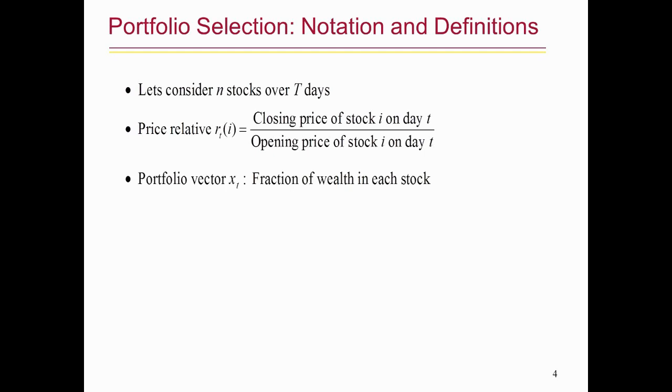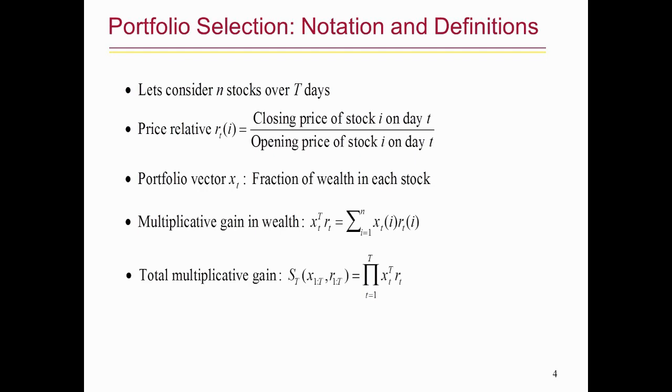What you get to choose is a portfolio vector x_t, which is a fraction of wealth in each stock, and it is easy to show that if your price relative is r_t, then the multiplicative gain in wealth in a given day is simply going to be the inner product between x_t and r_t. You invested more in a certain stock, it had a higher price relative, you're going to gain more multiplicatively. And it's multiplicative because of the definition of price relative. It's the ratio. So what people try to maximize by choosing these x_t's is the total multiplicative gain, or in machine learning terms, we usually like to look at losses. So we would be looking at the minus log of that quantity. This is something we want to minimize.